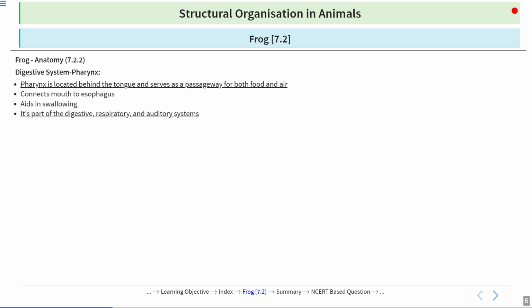Now, it's part of the digestive, respiratory and auditory systems. Here you can see this pharynx is very, very important. It is not directly used in the digestion process, because nothing is digested here. In this pharynx region there is no digestion, but further the digestion takes place in the stomach, and there should be food material. So which part is helping that the stomach gets filled with food material? This pharynx, because it is helping in swallowing the food. So in that way it is a part of the digestive system.